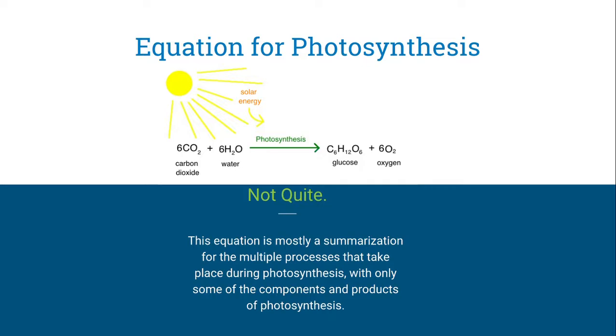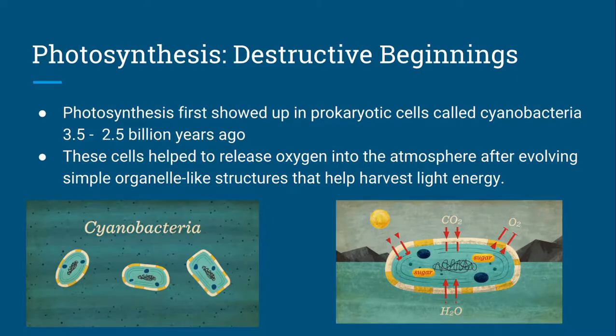But before we start with how photosynthesis works, let's talk about how it began. Photosynthesis first showed up in prokaryotic cells called cyanobacteria 3.5 to 2.5 billion years ago. These cells helped to release oxygen into the atmosphere after evolving simple organelle-like structures that helped harvest light when they floated at the surface of oceans.